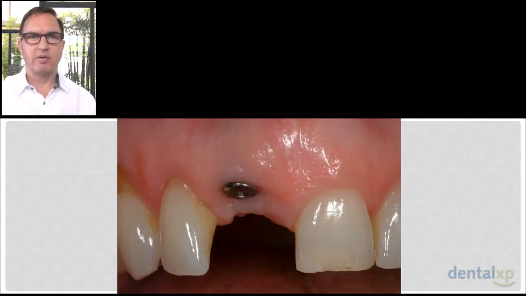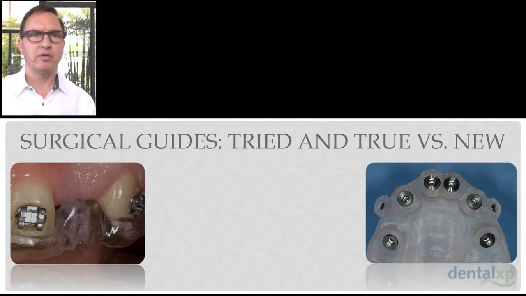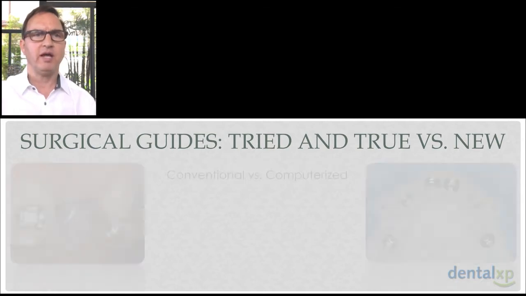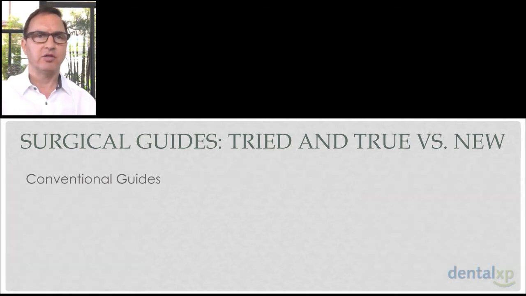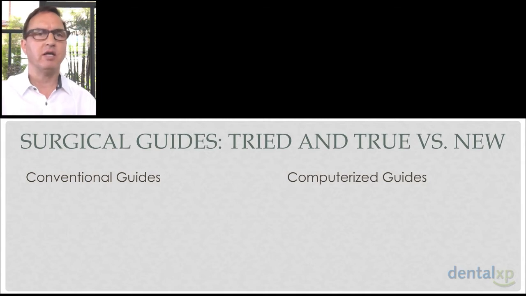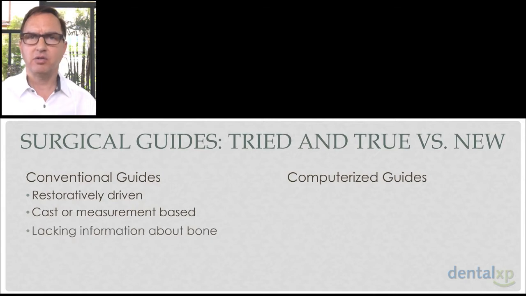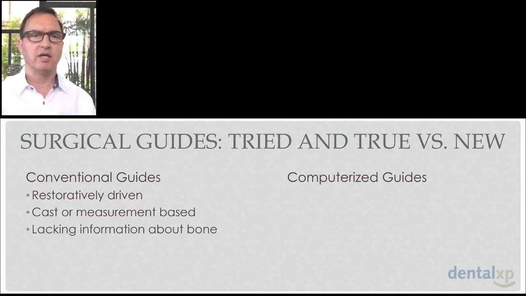So that brings us around to the question of should we use tried and true, the conventional surgical guides, or should we use the new generation of surgical guides, the computerized guides? Well, on one hand, we both have the choice of the conventional versus the computerized guide. The conventional guides have historically been restoratively driven. They're cast or measurement based, and they have really good information about hard tissue like the teeth and soft tissue like the gingiva and alveolar tissues, but they lack information about bone.